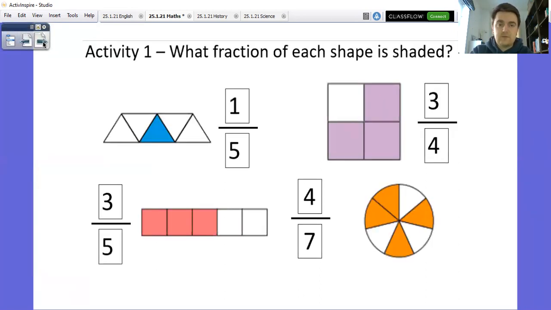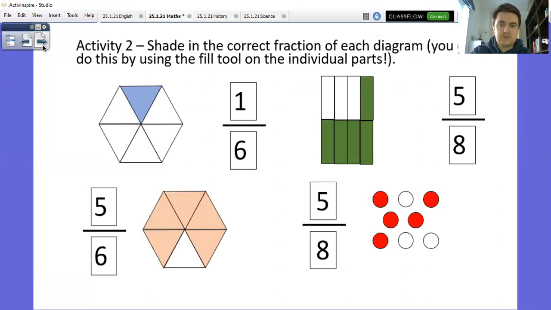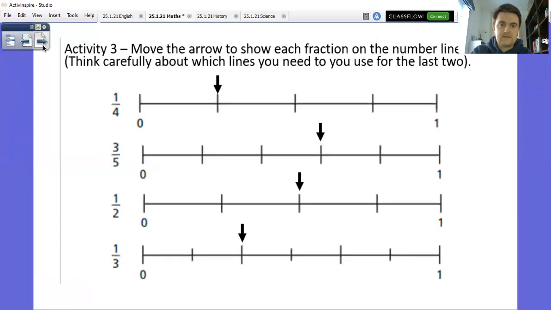And here are your answers for the first set of questions, second set of questions, and the third set of questions.